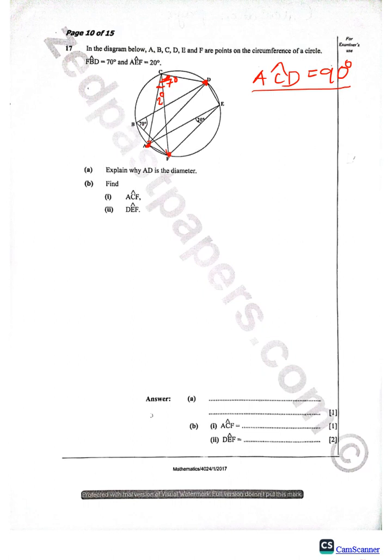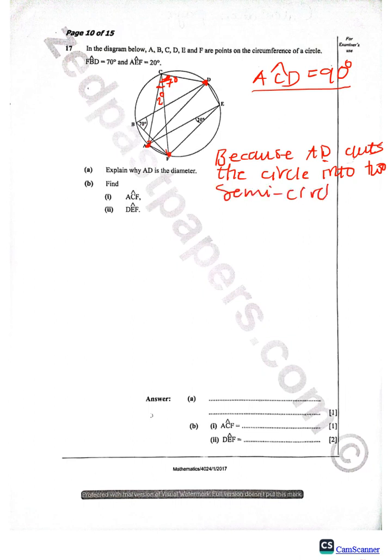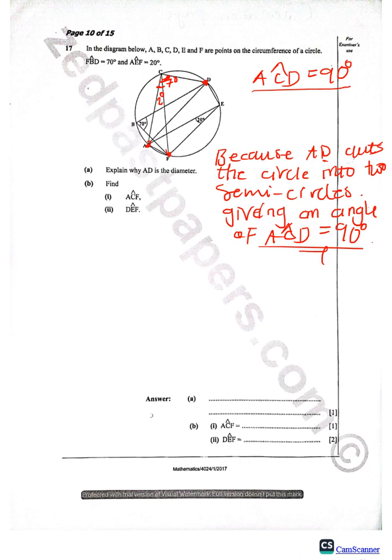So we can say that AD cuts the circle into two semicircles, giving us an angle of ACD equal to 90 degrees. So that's the reason why AD qualifies to be a diameter.